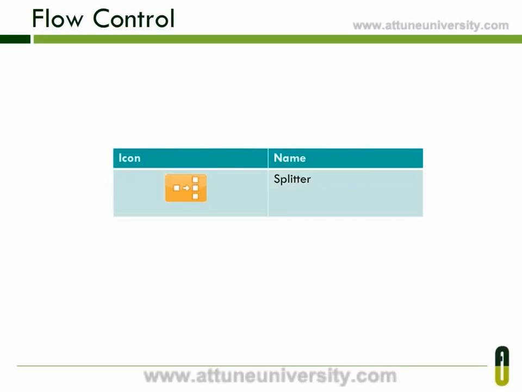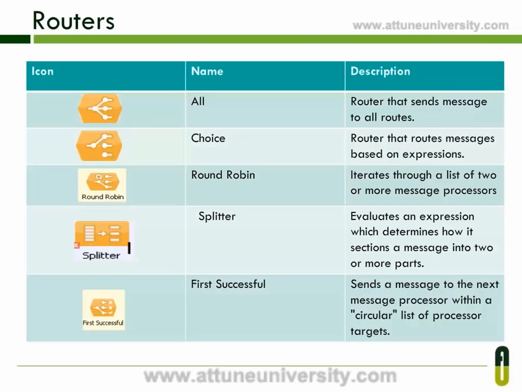Here you can see the flow control. Flow control refers to message processors that control the destination of the messages in a flow. The splitter uses an expression to split a message into pieces, all of which are then sent to the next message processor. Here you can see the two types of router.